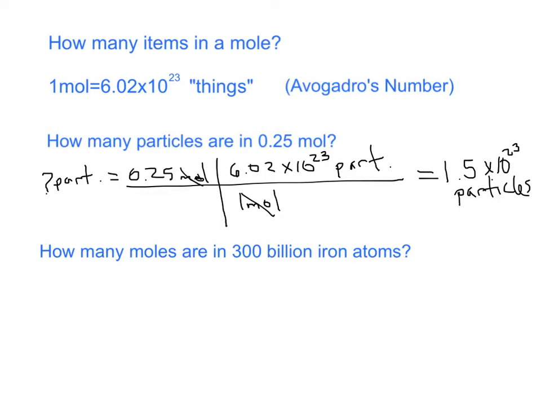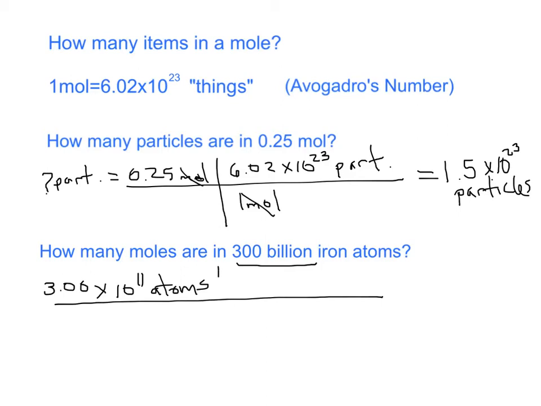We have to take this 300 billion and change it into something that our calculator can work with. So that's going to be 3.00 times 10 to the 11th atoms. Okay, it was 300 times 10 to the 9th, and then I brought another 2 out. Yep. All right. So we want to change that into a number of moles. So now 6.02 times 10 to the 23rd atoms would be on the bottom.